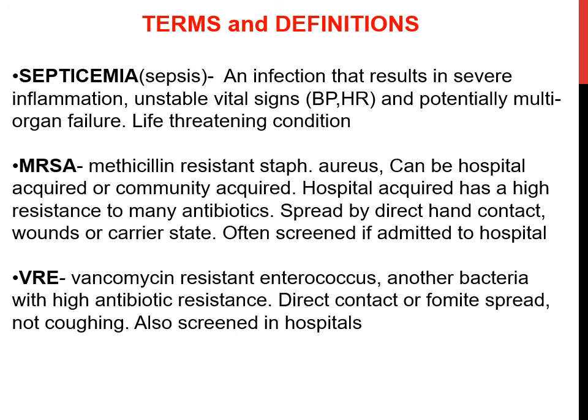VRE is another example of a very resistant bacteria. Vancomycin, which is an antibiotic, so vancomycin-resistant Enterococcus. Just another bacteria that's highly antibiotic resistant. And again, how is it spread? Direct contact or by being on furniture, on the bed, and those are called fomites. Okay, not typically by coughing.